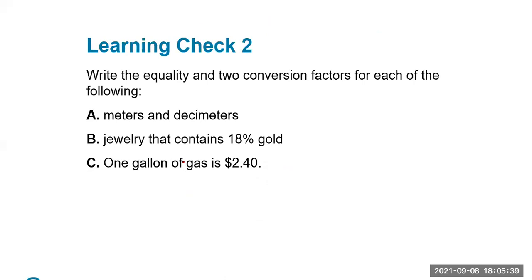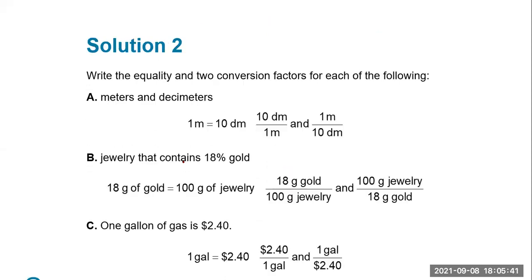So let's take a look at a couple of these here. Let's again talk about where everything comes from. We have meters to decimeters. So our equality is here: 1 meter is 10 decimeters. And again, those are our two conversion factors that we could write.